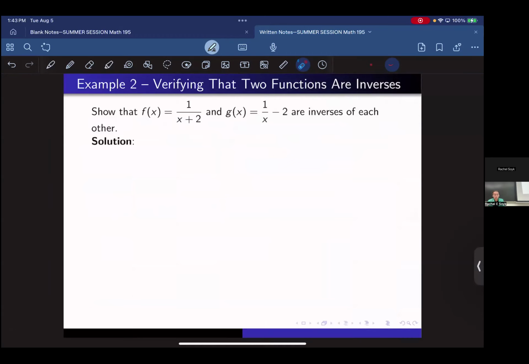Okay. So we want to show that f of x and g of x are inverses of one another. So the key takeaway is just find the inverse of one of the functions. And if it ends up equaling the other, then amazing, it works. So we're going to find the inverse of one of these functions.